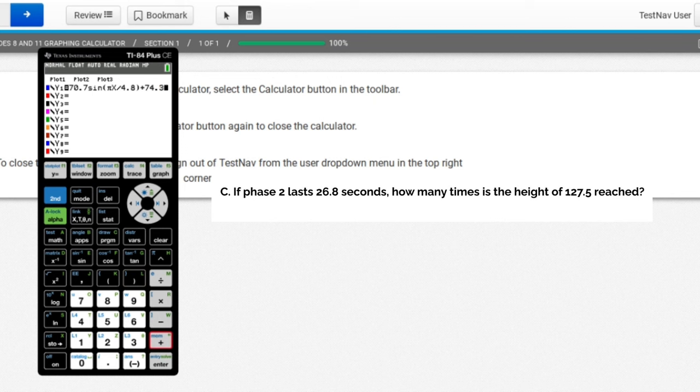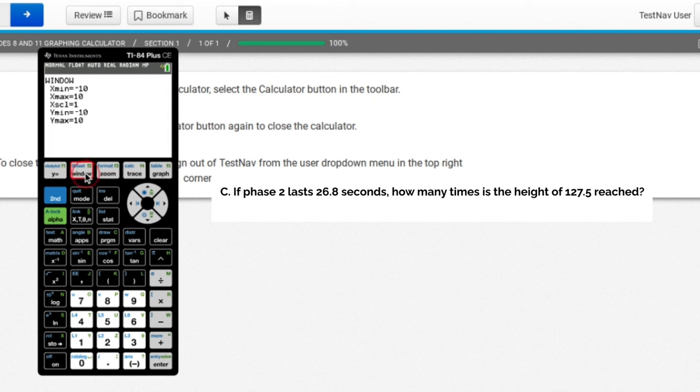Plus 74.3. Now that plus 74.3 represents a vertical shift, so I'm not going to see anything when I hit graph. Oh, I stand corrected. But I don't see what I really want to see, which was the other side of the mountain. I think that's a song. But anyway, I care about what's going on for the first 26.8 seconds. And I also care what the other magic number is. How many times is it 127.5?